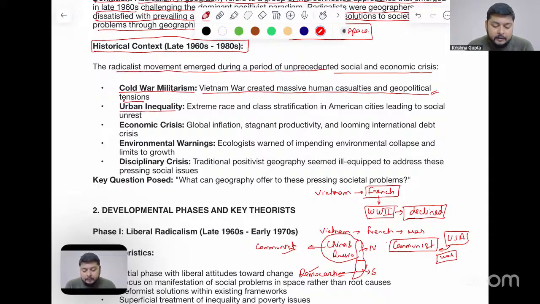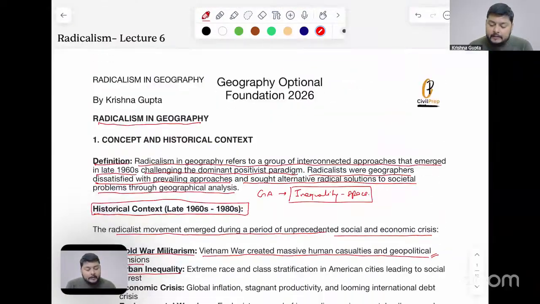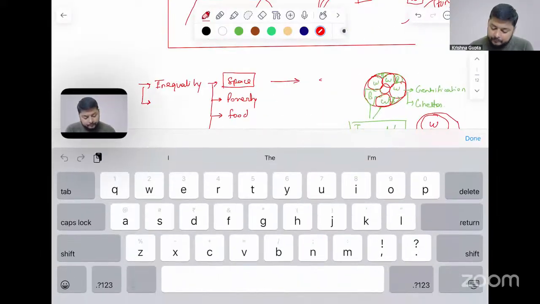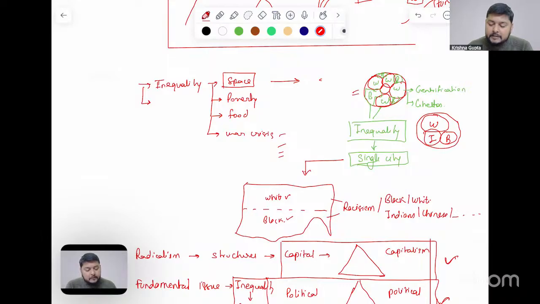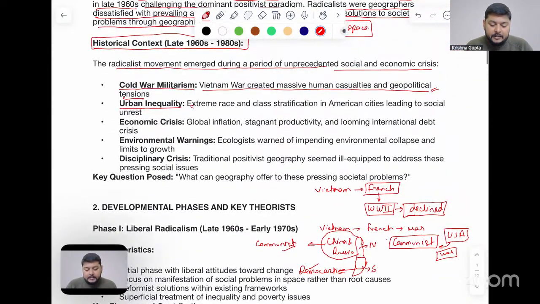Then in the other part, there was urban inequality. For example, the American example that we have seen here: there is the presence of ghettos, small patches of land where the black people are living, and the regions where the white people are living, and they are not interacting with each other. So there was extreme race and class stratification in American cities, leading to social unrest. So this was another issue which was highlighted here.